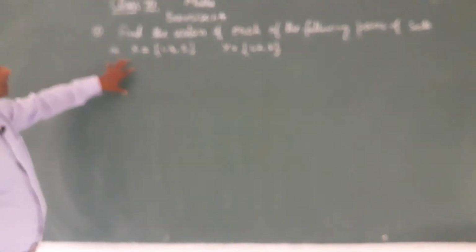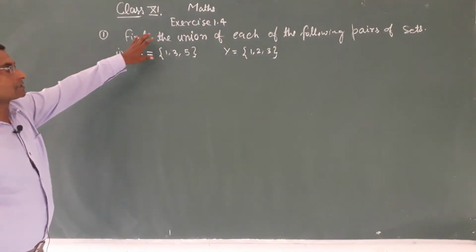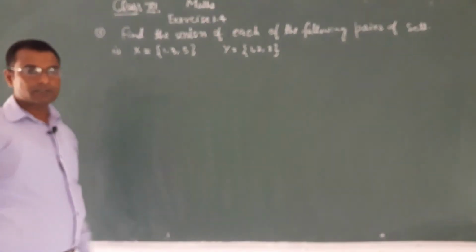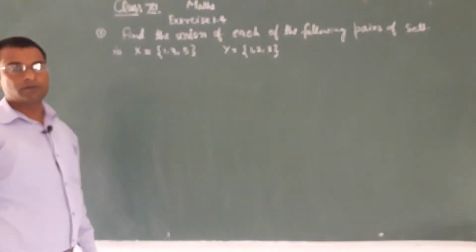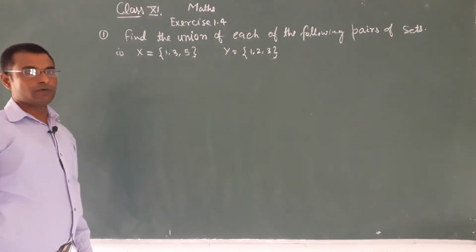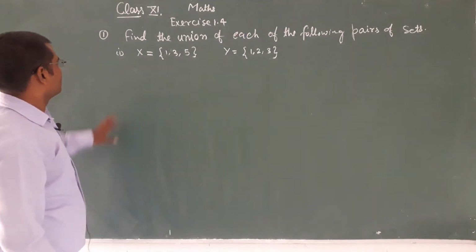Today I will solve some problems of exercise 1.4. In the previous part you learned some definitions and formulas: A union B, intersection.